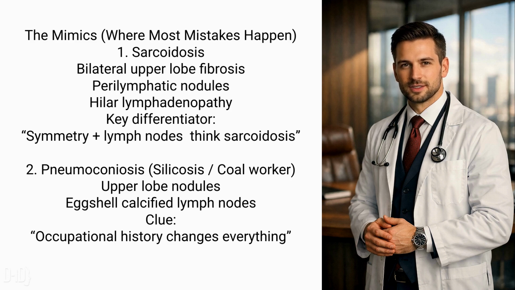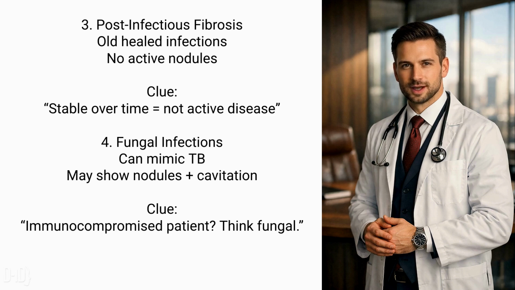2. Pneumoconiosis: silicosis, coal workers, upper lobe nodules, eggshell calcified lymph nodes. Clue: occupational history changes everything. 3. Post-infectious fibrosis: old healed infections, no active nodules. Clue: stable over time equals not active disease.